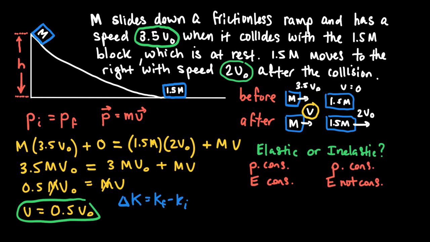If the change in kinetic energy is 0, then the collision is elastic, energy is conserved. And if the change in kinetic energy is not 0, then energy must not have been conserved in the collision, and therefore it would be inelastic.